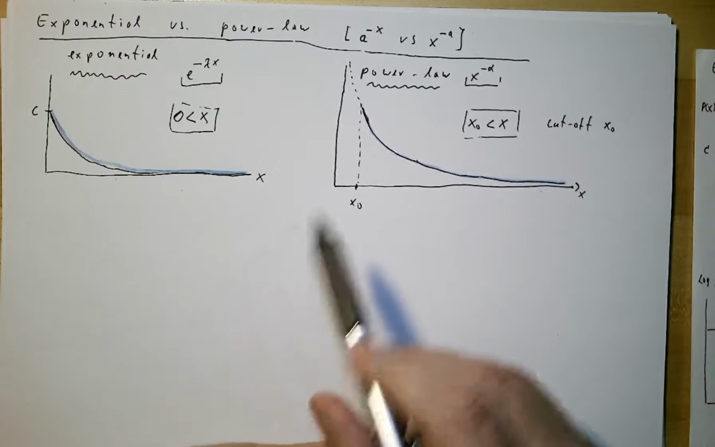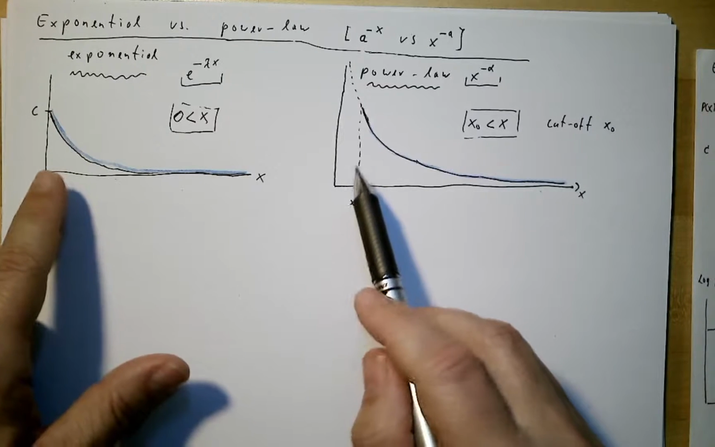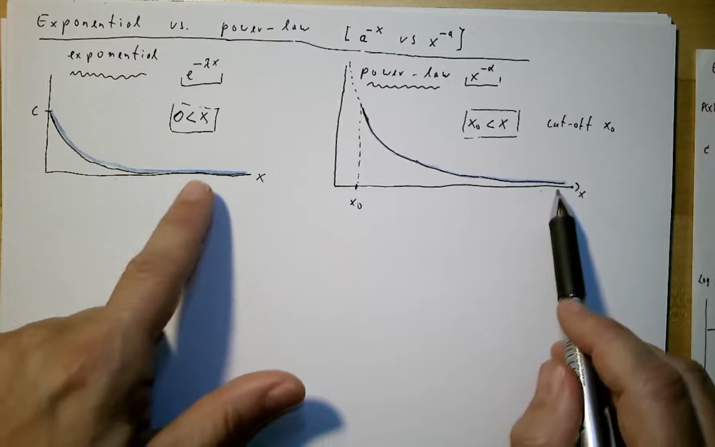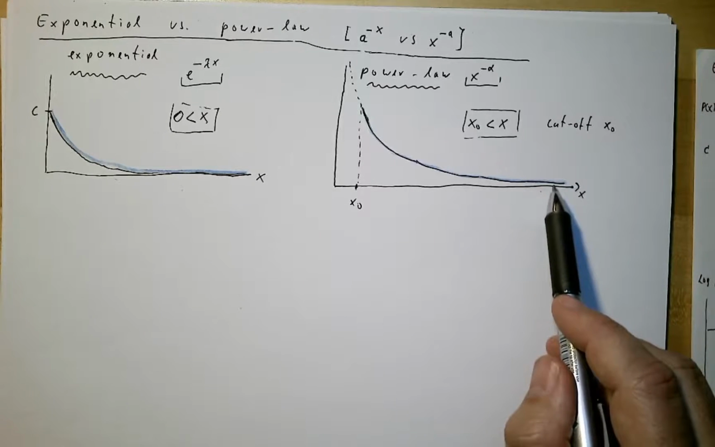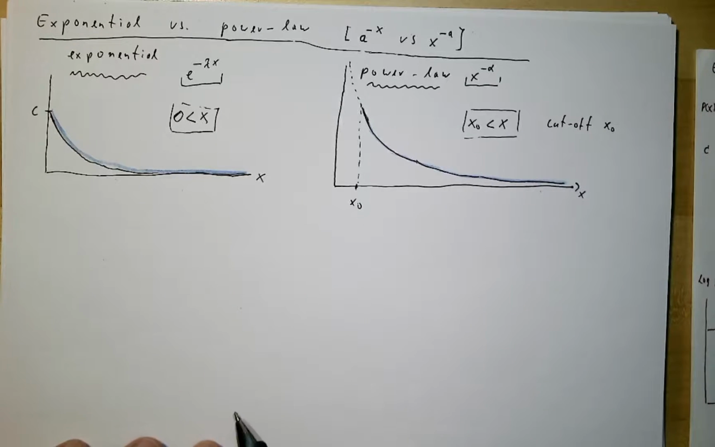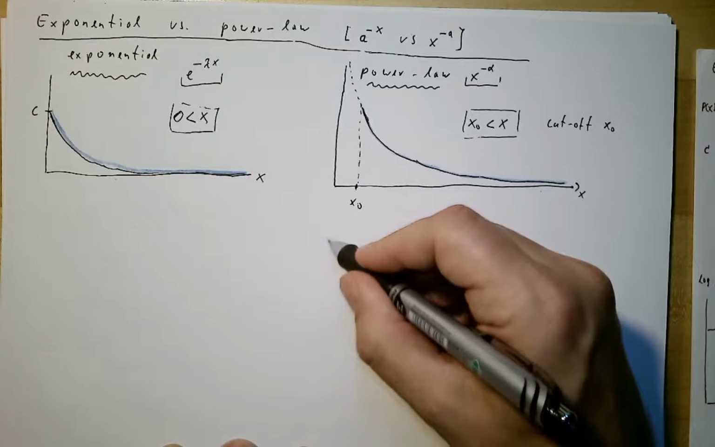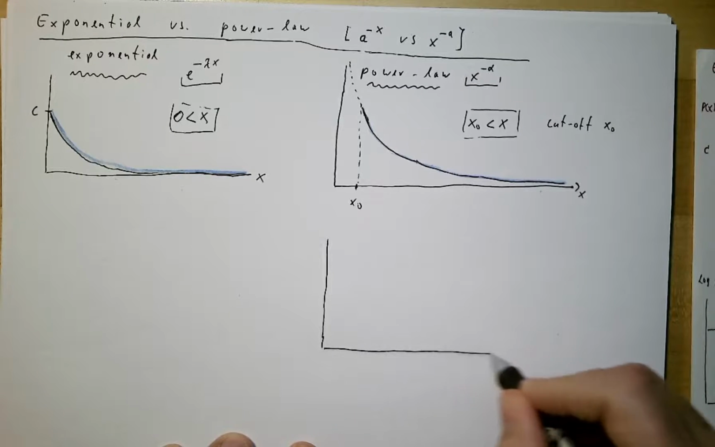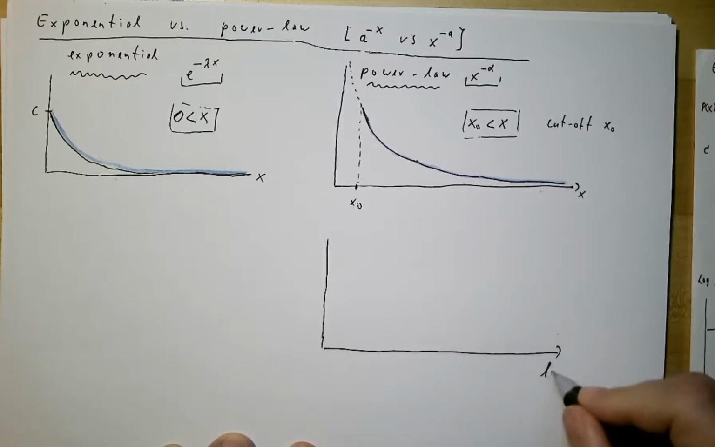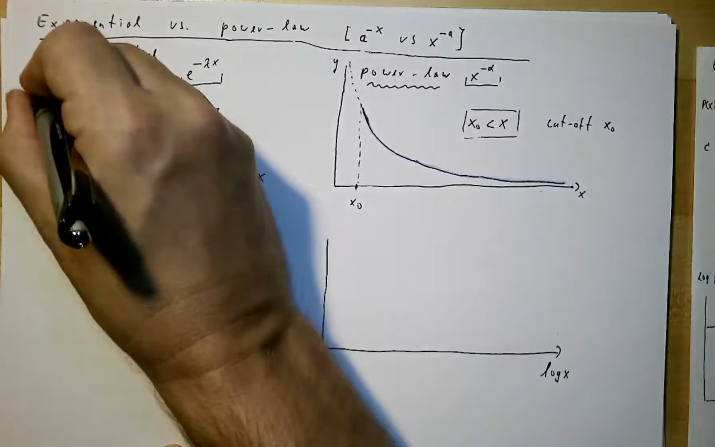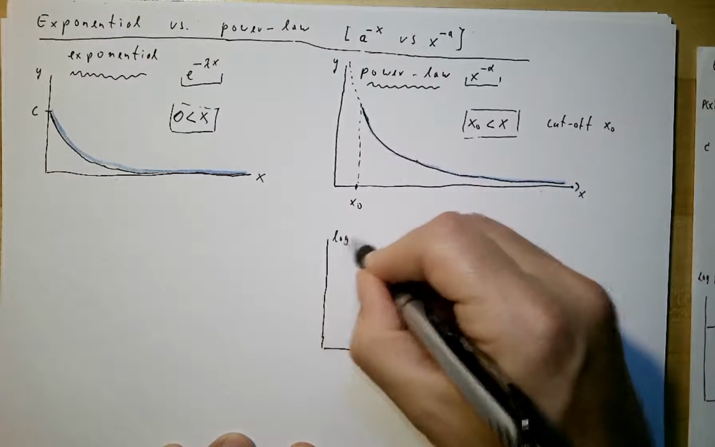So that's the first difference. Exponential and power law differ for very small values, but they differ also for very large values, even though it's maybe not so obvious here. The exponential decays much faster than the power law. And how can we see this? We can see this if we make a double logarithmic plot. That's often very important when we have power law distributed values. So we plot here log x, and here, if this is the y, we plot log y.